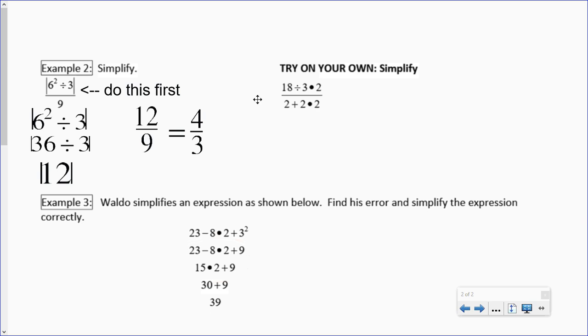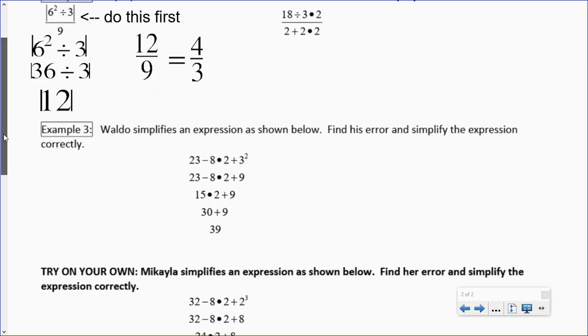Okay. And we'll go over the answers to try on your own in class next week. So don't worry. We will go over it before we get into more practice of this stuff, okay?